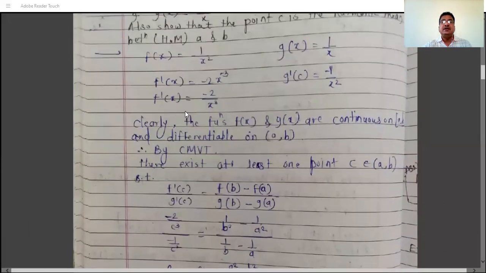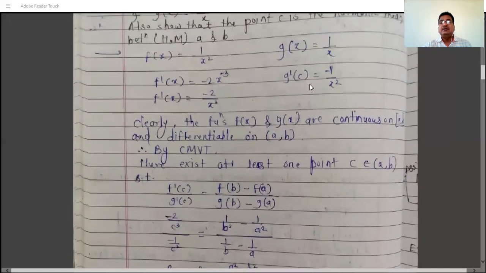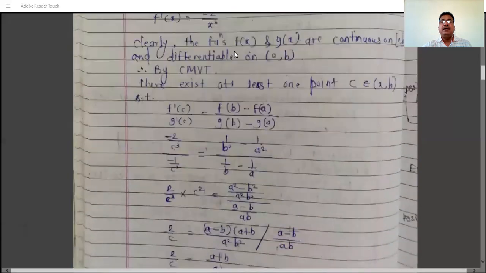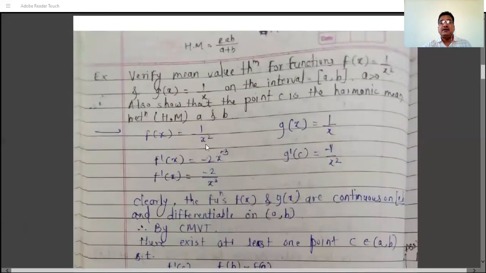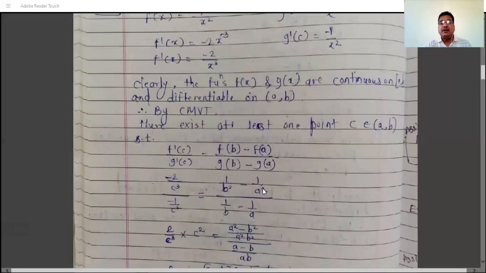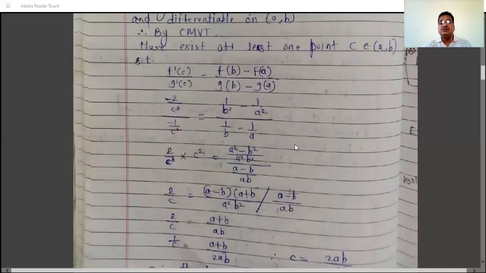So what is f'(c)? f'(x) is this, so just substitute x as c. We have minus 2/c³, and g'(x) is this, so substituting x as c we have minus 1/c². f(x) is 1/x², so f(b) is 1/b² and f(a) is 1/a². g(x) is 1/x, so g(b) is 1/b minus g(a), which is 1/a.